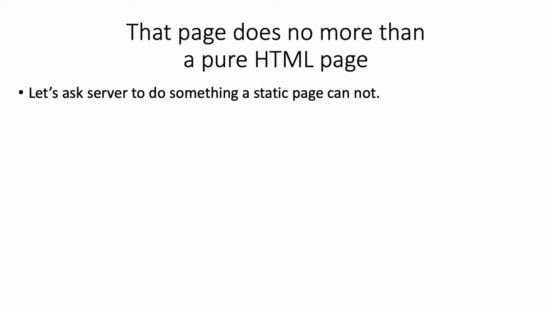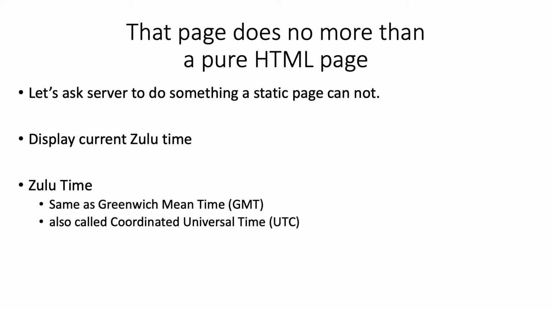Let's ask the server to do something a static page cannot do. All right, display the current Zulu time. Well, let's start with what is Zulu time. Zulu time is the same as Greenwich Mean Time, or GMT. Near London, there is a Royal Observatory in Greenwich, England, and when England ruled the waves and people were trying to learn how to navigate, they spent a lot of time, and the world got used to using Greenwich Mean Time. With computers, it's called Zulu time. It's also called UTC time, or Coordinated Universal Time.